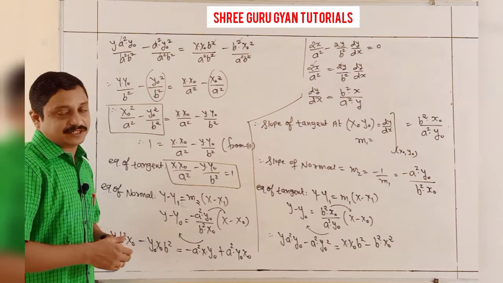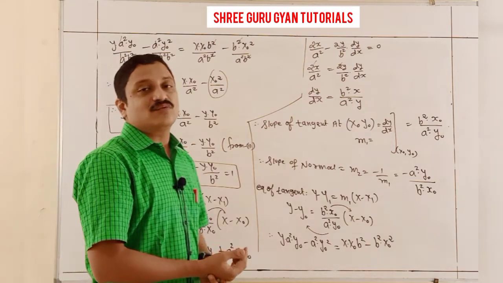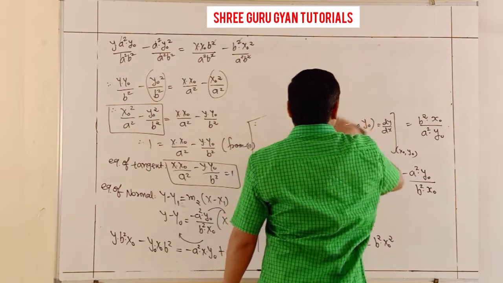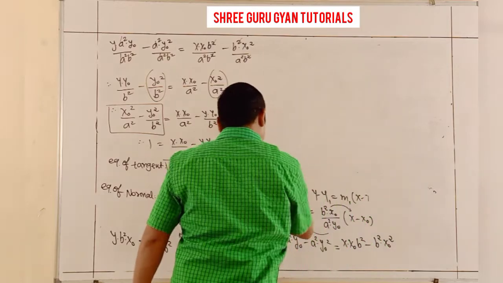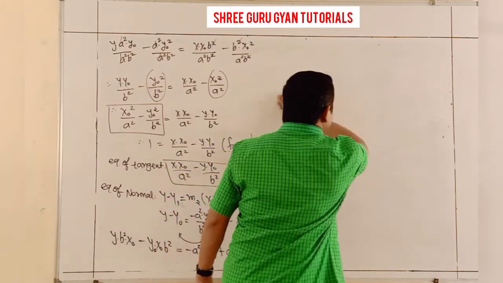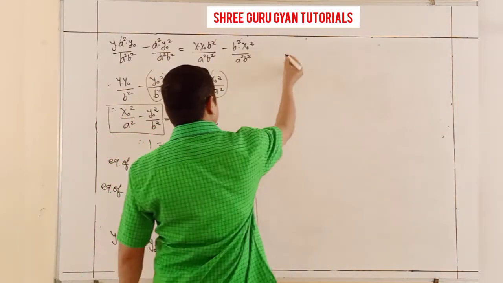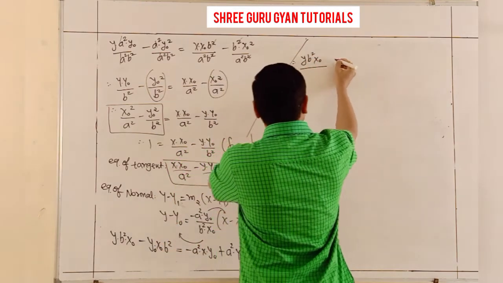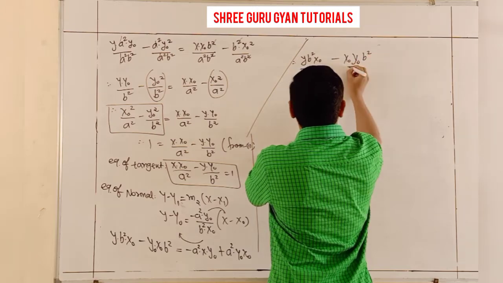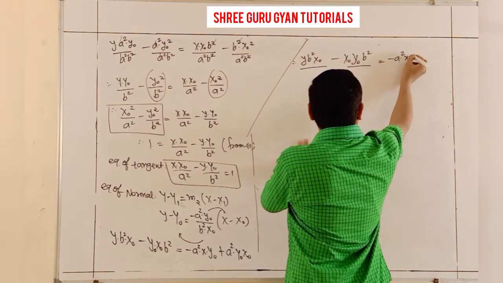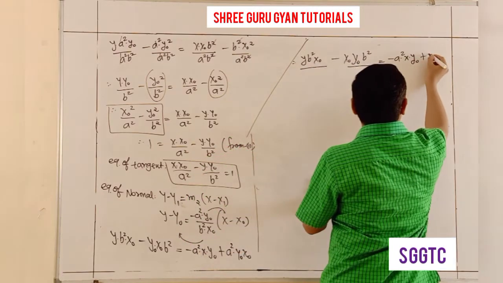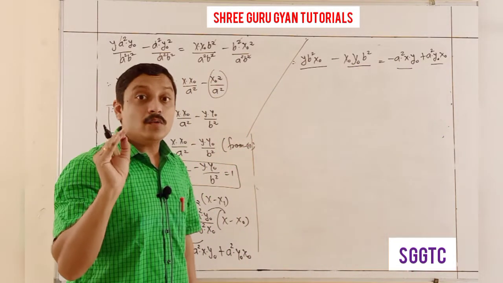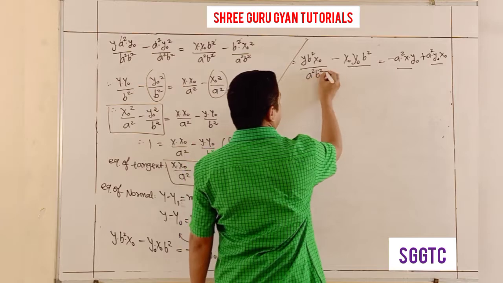Now here, students, we can start by first dividing by a square b square, and after that we also divide by x0 y0, then we derive the final answer. So here I just take out the dividing parts: y b square by x0 minus x0 y0 b square is equal to minus a square x y0 plus a square y0 x0. Here, students, I just divide each term by a square b square.